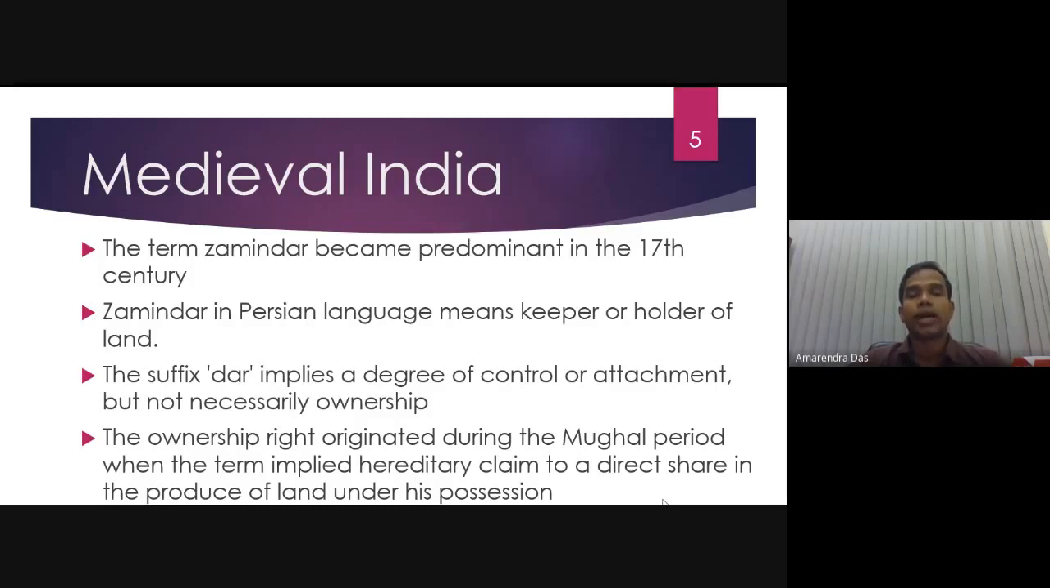And then the ownership right originated during the Mughal period, when the term implied a hereditary claim to a direct share in the produce of land under his possession. So whoever ruled this country inherited the land, and then they appointed the zamindars who controlled the land, and that also became hereditary. They collected the revenue on behalf of the rulers, the Mughals. So the Zamindar system came into place during this medieval or Mughal regime, in the 17th century, in India.